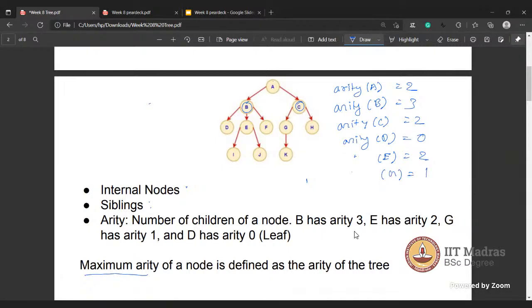Like this. So what is the maximum arity above this? 3. So the maximum arity of a node is defined as the arity of the tree. So the arity of the tree will be 3. Okay, maximum arity among all the nodes. So you got it. What is arity? Yes, sir.